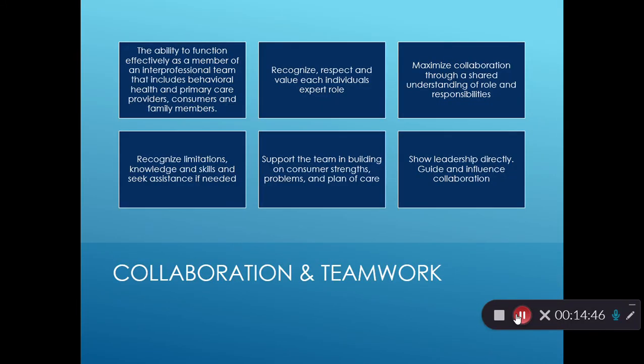The second thing is collaboration and teamwork. We can only provide services as well as our team functions. So the more communication that we have, the more that we realize that each person has a role and they are experts in their own role, then the better that we can communicate and respect each other's role in providing services to the client.